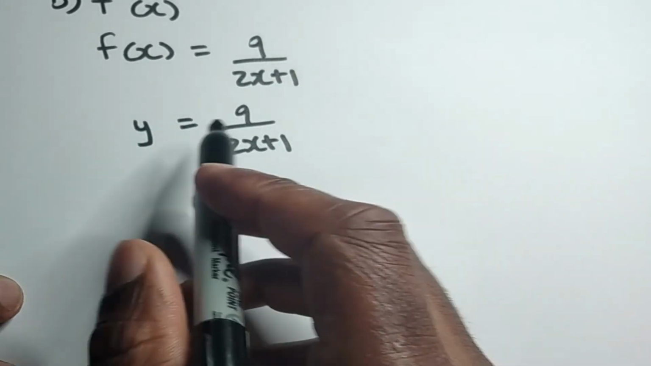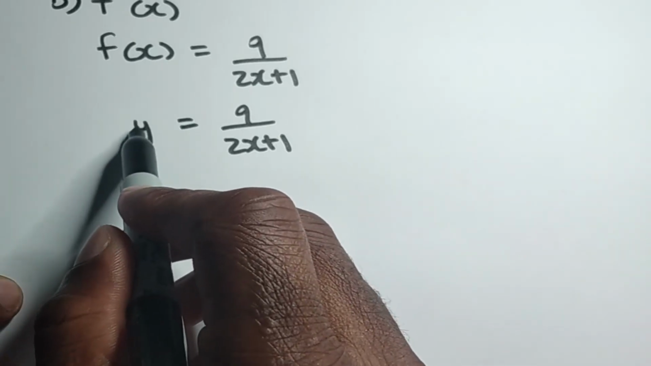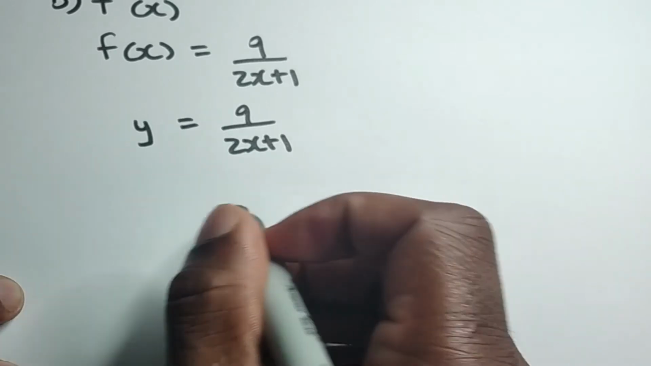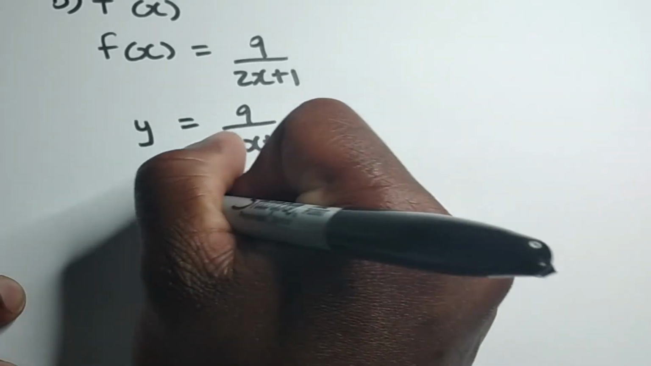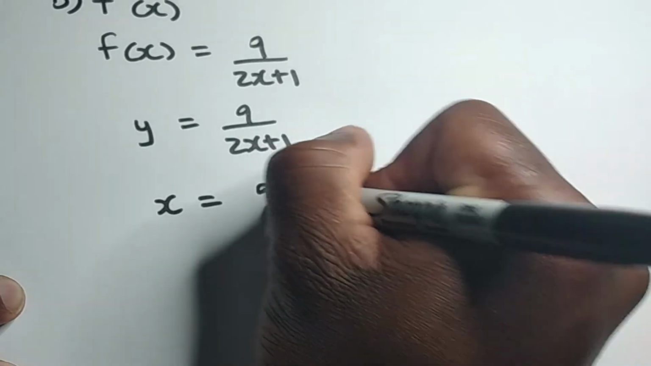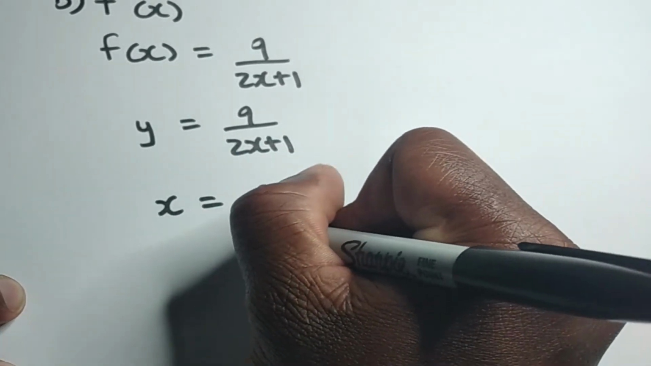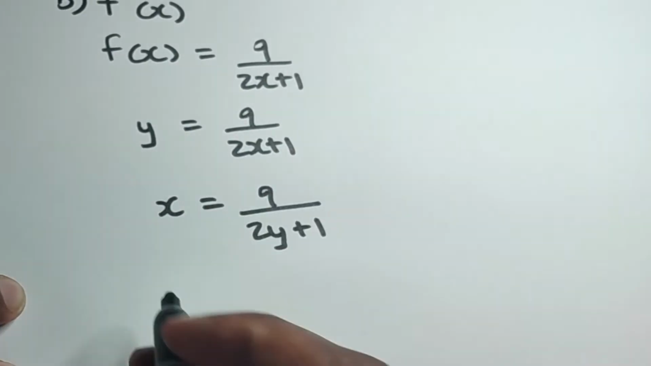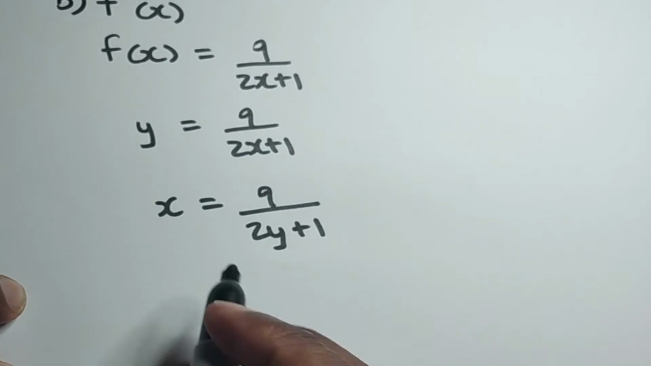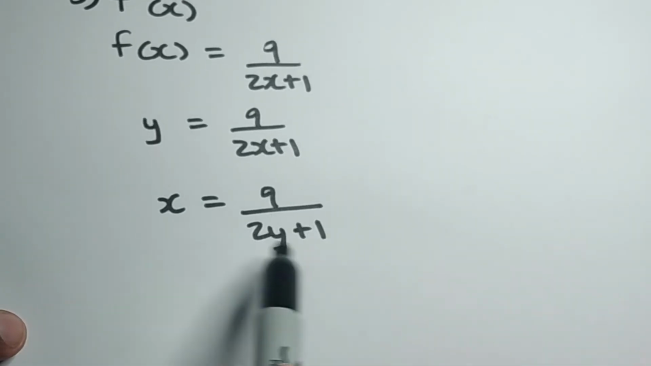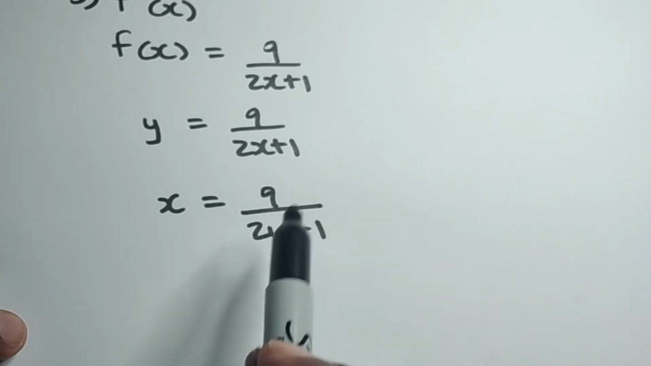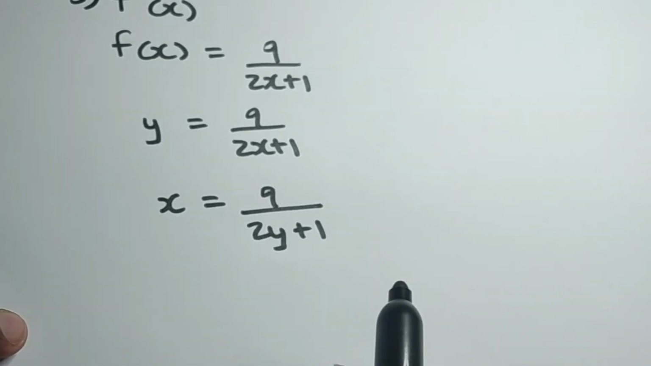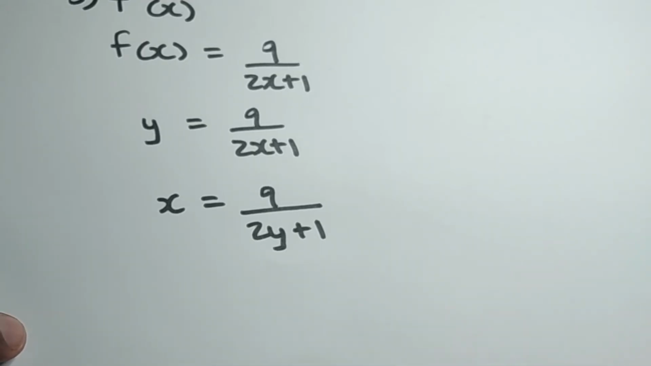What we're going to do now is to interchange x and y. So wherever I have y, I'm going to replace y with x. Wherever I have x, I'm going to replace the x with y, all right? So here I have the y, I'm going to replace that with x, is equal to 9 over 2, and again, I'm going to replace the x with y plus 1, all right? What I'm going to do now is to make y the subject. So once I get y to be the subject, then I would have obtained the inverse for this particular function, all right? So I want to make y the subject.